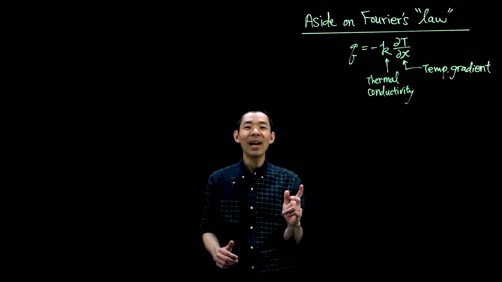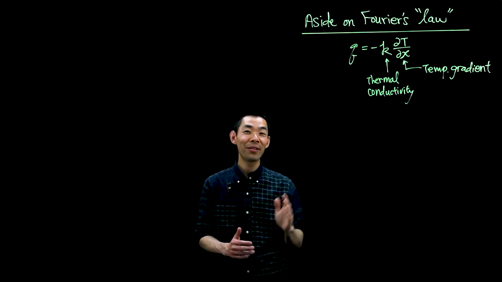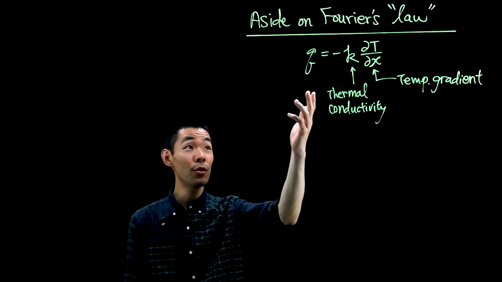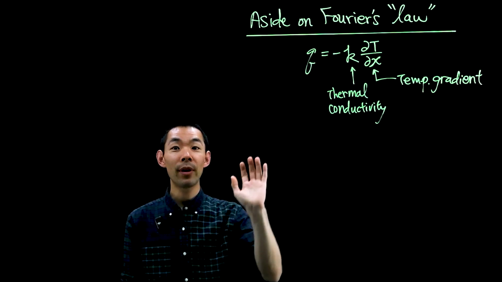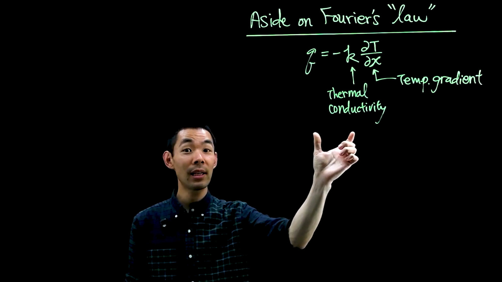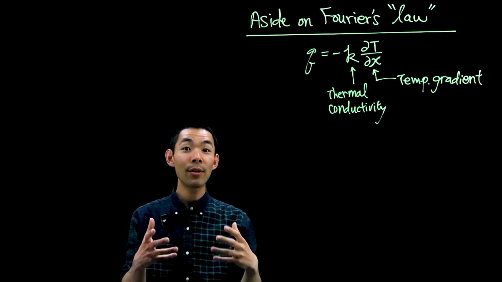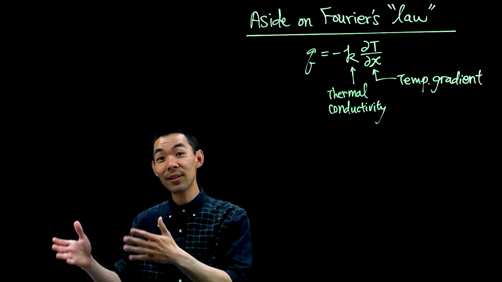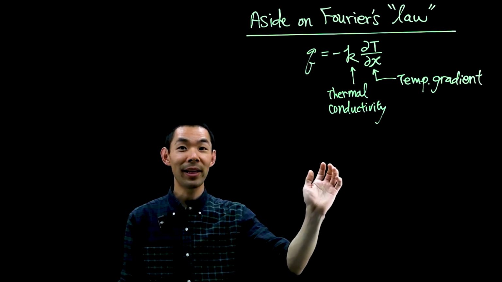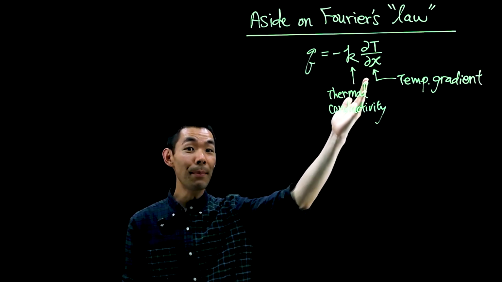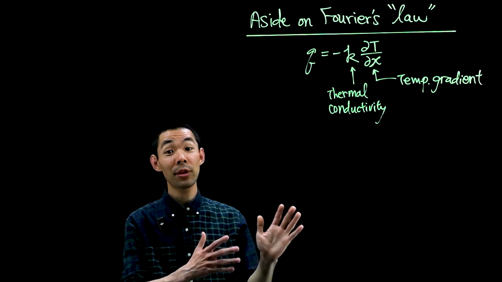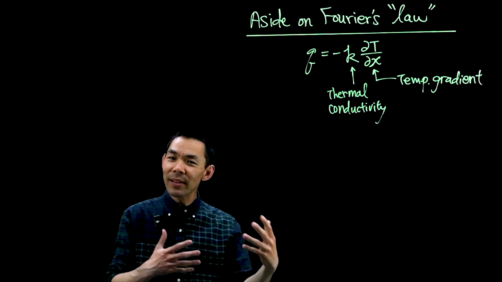Okay, a quick aside on Fourier's law of heat conduction. Now in Fourier's law, we have the heat flux Q, which has units of energy per area per time, is equal to the negative of the thermal conductivity, which is the material property that tells you how conductive the material is to energy, heat transfer, times the temperature gradient, which is just the derivative of the temperature with respect to the position x. Now, if you think about this relationship physically, it makes kind of sense.